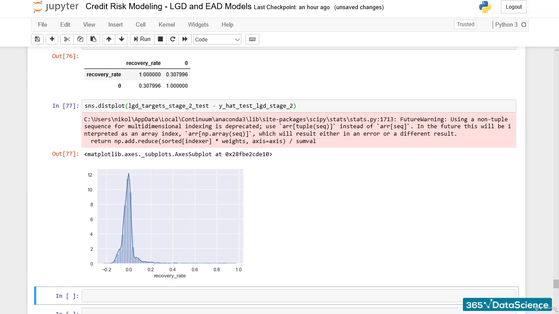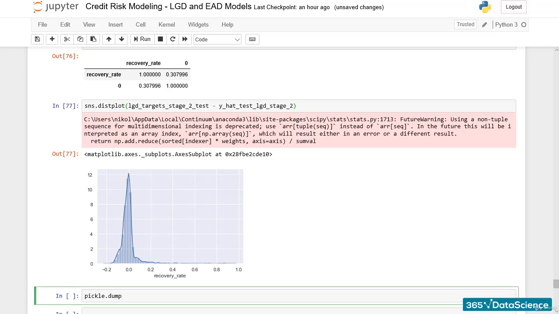Okay, great. The distribution resembles a normal distribution, and most of the residuals are symmetrically distributed around 0. 0 is also the place where most of them are concentrated, so it seems to be a very good model methodologically. Let's save this model as well.